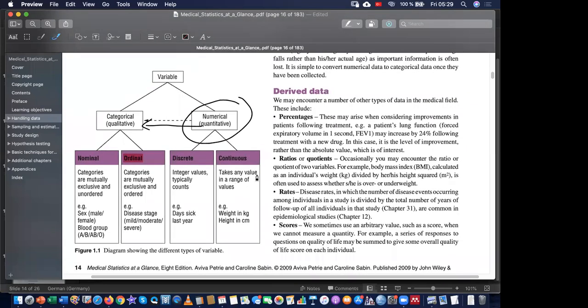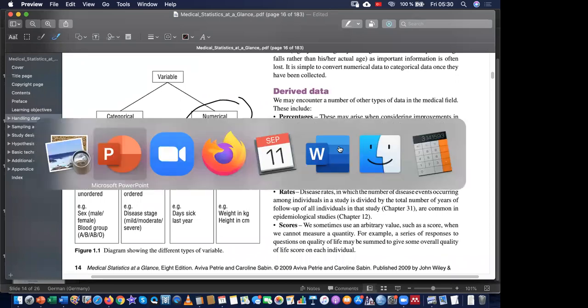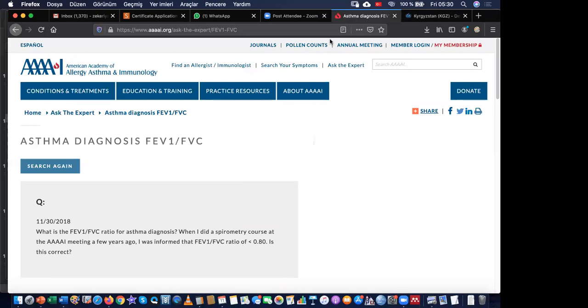Lastly, I should mention the derived data. Some data we get as it is, but some others we derive, we calculate. Among the derived data, we have the percentages, the ratios, the rates, and scores. These are the four types of derived data. Percentage, you already know what it is. Here is an example. I opened a website for you.